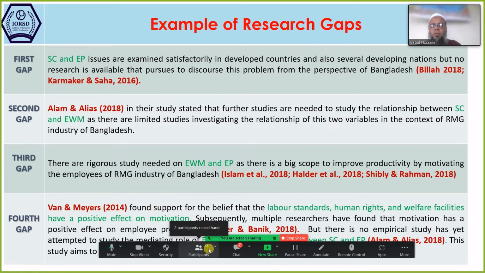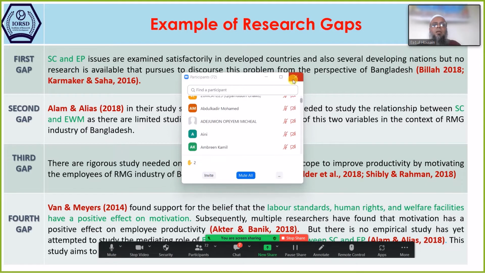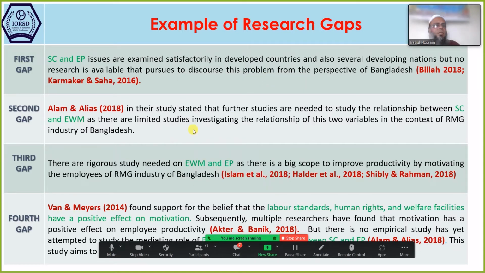Yes, please tell me. Can we use a country name as a gap? Yes, it can be. Suppose this study has not been done in the context of Pakistan, in the context of China, in the context of South Africa. So the country can be a context. Industry can be a context, sector, economic condition, ethnic group. But the country has need for their study.